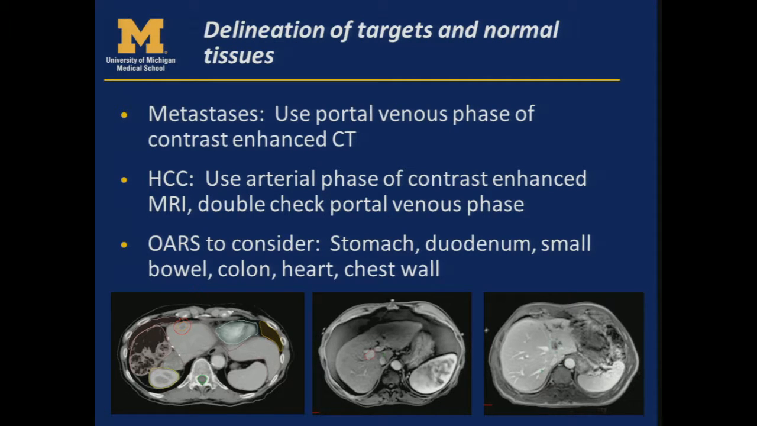In addition to contouring the tumors, of course, we need to think about the OARs, and in the abdomen area: stomach, duodenum, small bowel, colon, heart as well, because a lot of our tumors that we get are right at the diaphragm. That's why they couldn't be burned with RFA, and the ones that are at the diaphragm are right next to the heart, and then chest wall as well, so we don't cause any rib fractures.